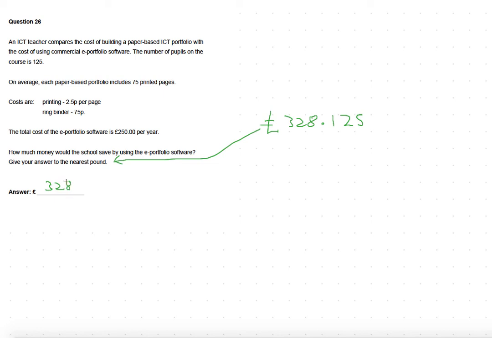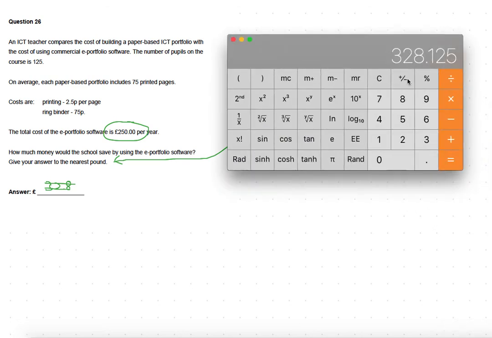Oh, sorry, that's not going to be the final answer. Sorry, I'm missing this part. I need to subtract the 250. Let's just do that on the calculator. This is in pounds, so we subtract an amount in pounds, 78.125.